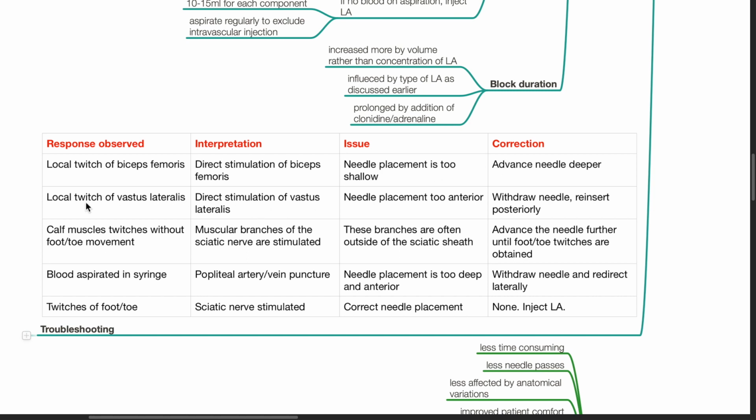Response observed: local twitch of vastus lateralis. Interpretation: direct stimulation of the vastus lateralis. Issue: needle placement is too anterior. Correction: withdraw the needle and reinsert posteriorly.